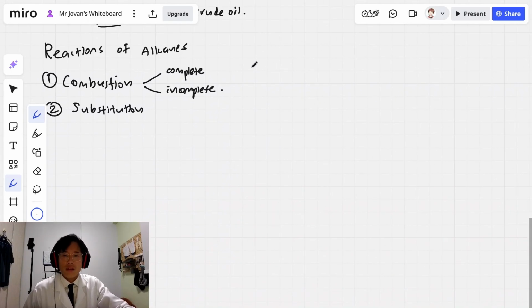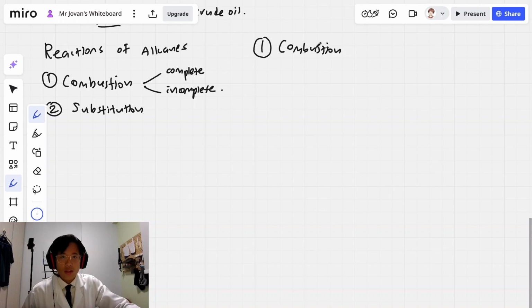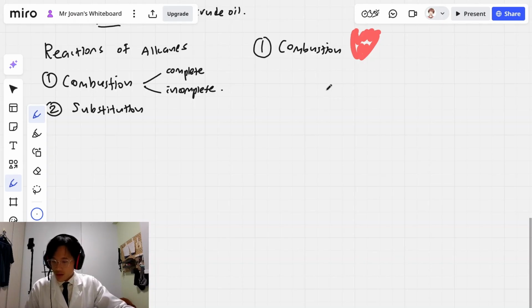So for combustion, what does combustion refer to? I always view combustion as when you burn something. Combust, fire. And for fire, what do you need? You always need oxygen. So combustion always involves oxygen.